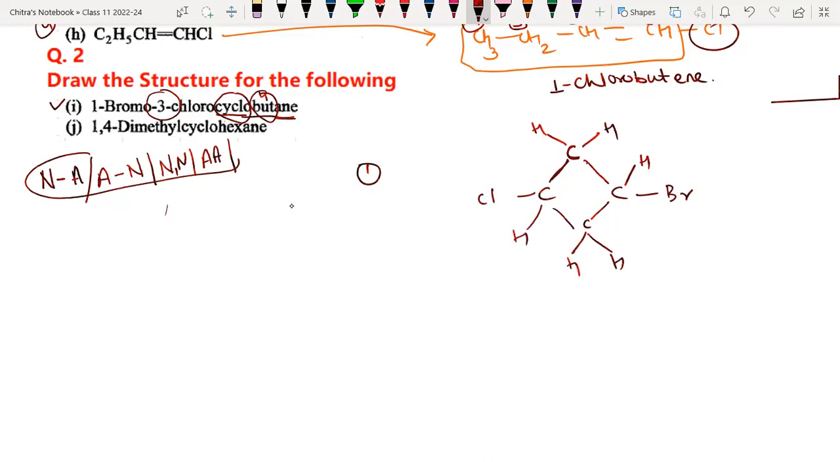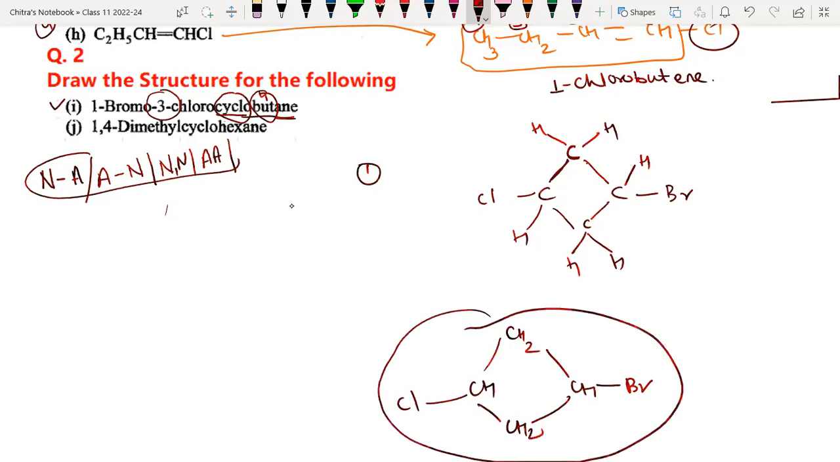Instead of that, you can do it like this also. It is CH2, then CH. Here we have bromine. Here we have CH2. Here we have CH, and here we have chlorine. So this is the structure. But if you want to draw the bond line structure, it will be like this: a square with 2 sides, bromo and chloro. Understood now, everyone? Yes.